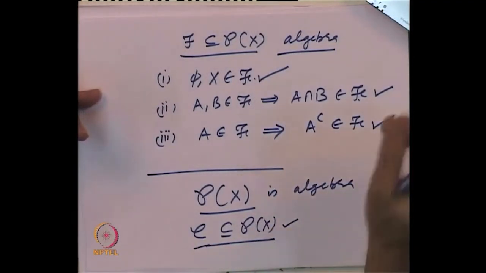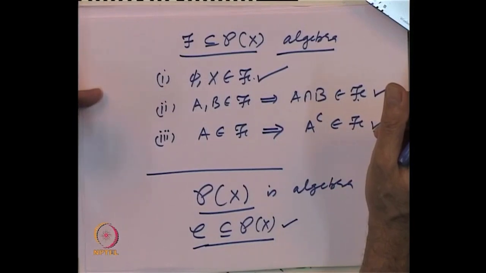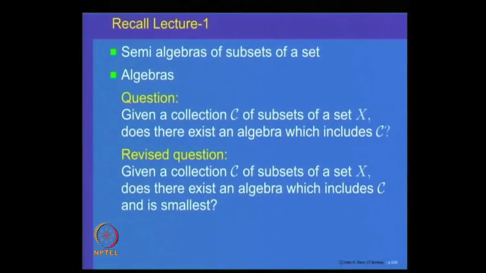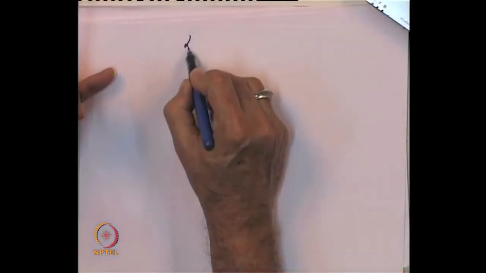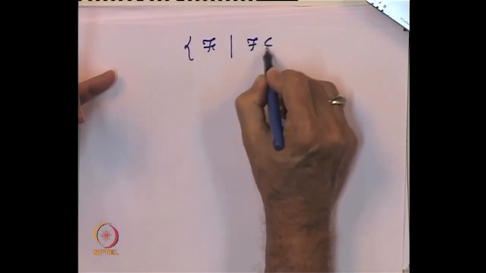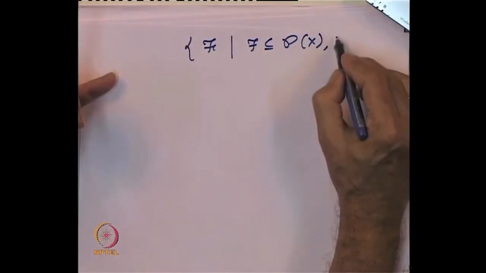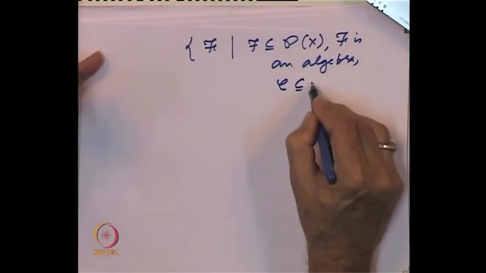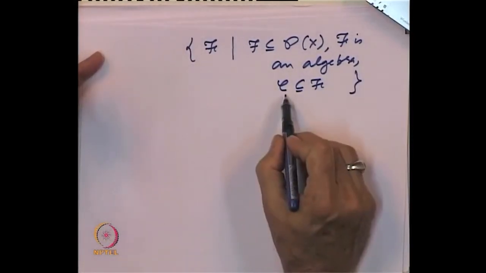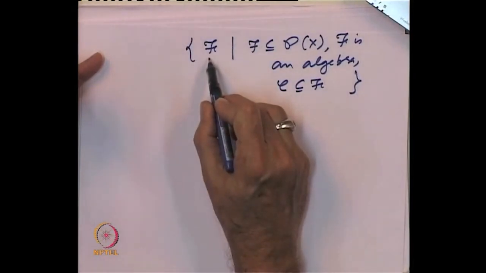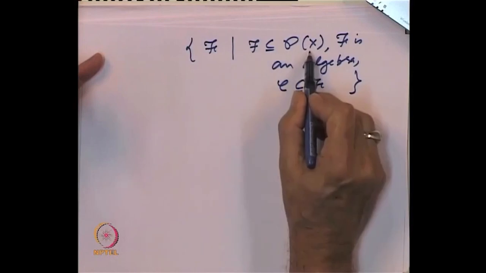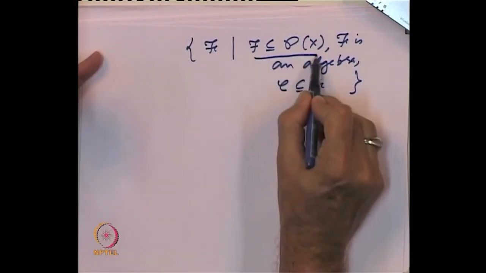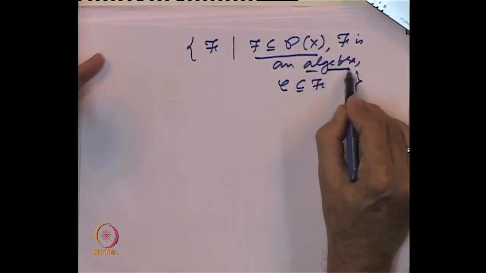So, we should modify our question, namely, given a collection C of subsets of a set X, does there exist an algebra which includes C and is the smallest? To answer that question, let us look at the following. Let us collect together all F such that F is a subset of P(X), it is a collection of subsets of X, and such that F is an algebra and C is contained in F. C is the collection which is given to us, which may not be an algebra. So, F is a collection of subsets of X such that F is an algebra and includes C.